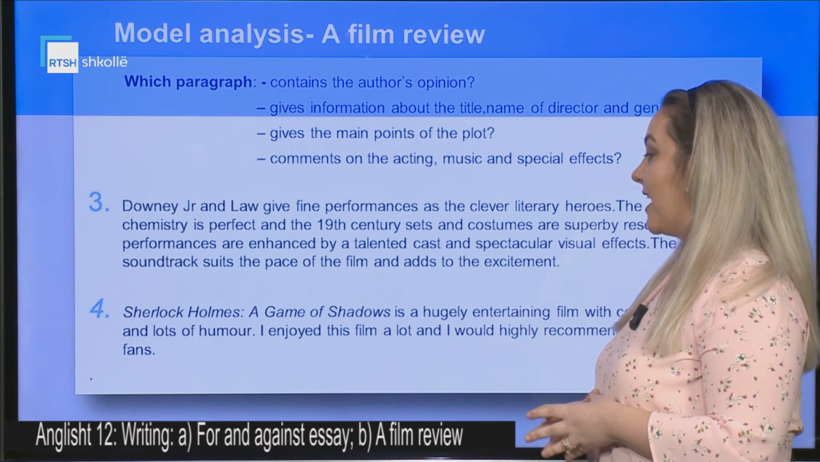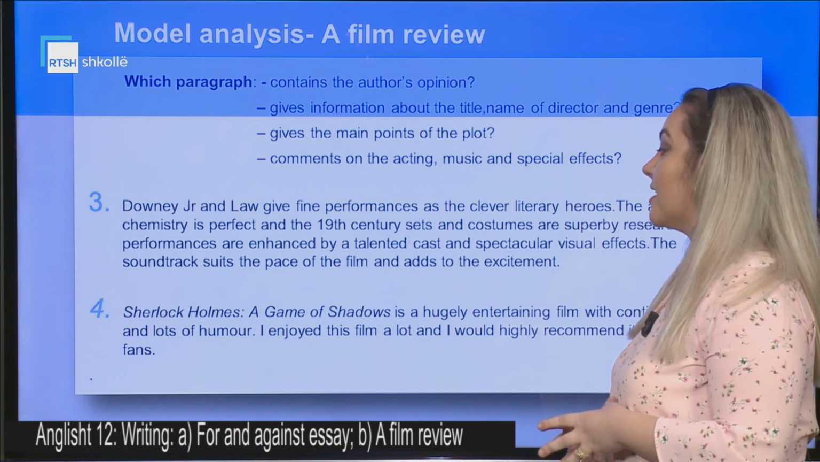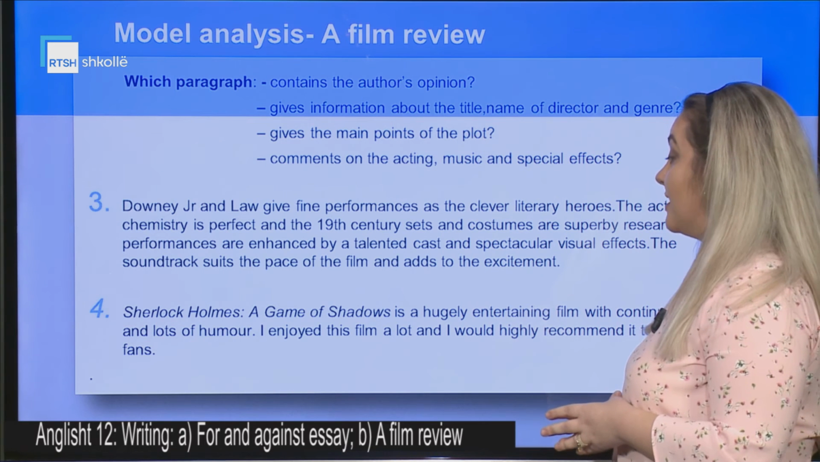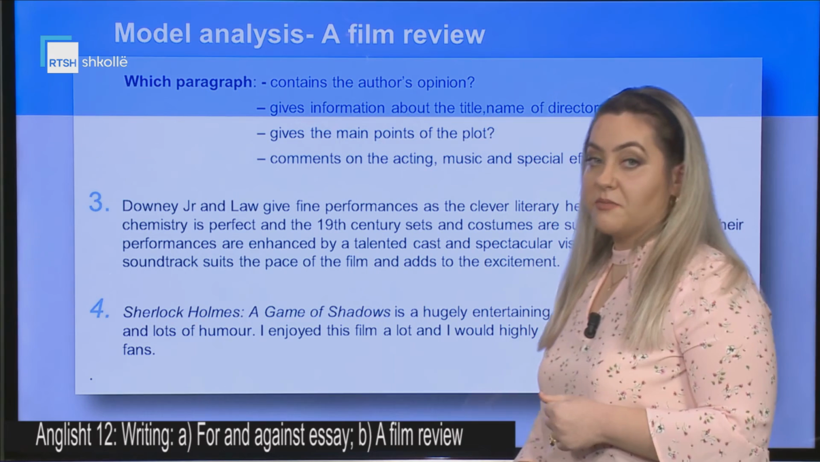Sherlock Holmes: A Game of Shadows is a hugely entertaining film with continuous action and lots of humor. I enjoyed this film a lot, and I would highly recommend it to action film fans.